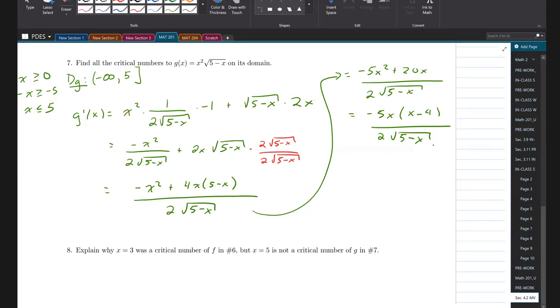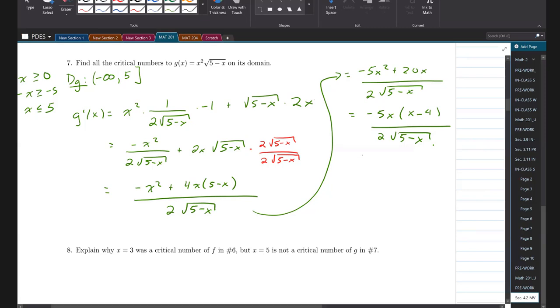So we notice that g prime of 0 equals 0, and g prime of 4 equals 0. Those are the two zeros of the derivative. We also notice that g prime of 5 is undefined. So folks, what are my critical numbers? Write them out. Please don't say it out loud. What are the critical numbers for this function?